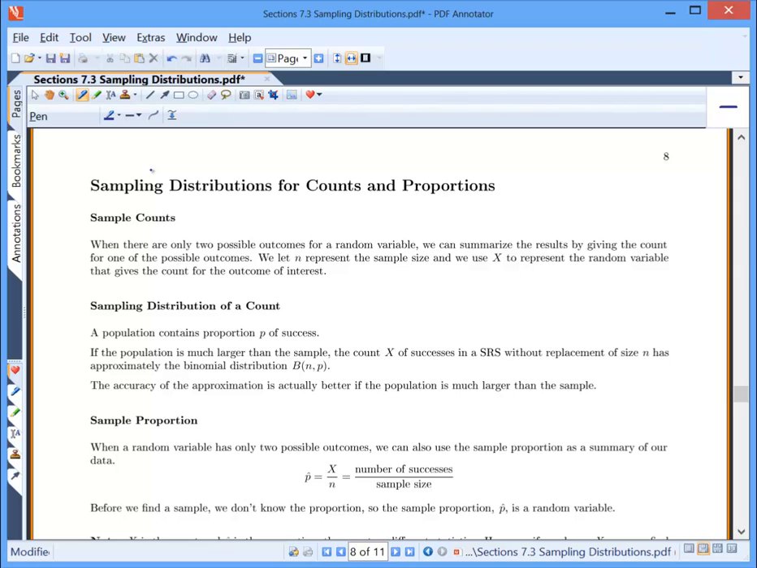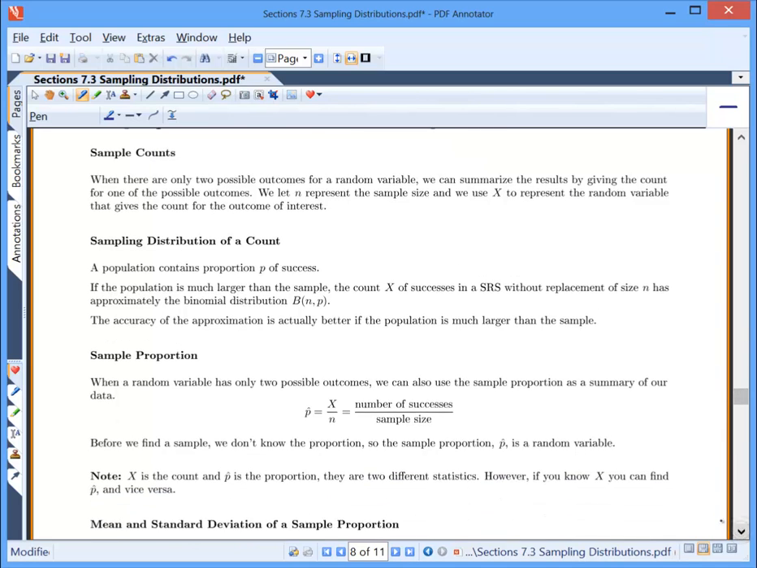So for sample counts, when we only have 2 possible observations or outcomes for a random variable, we summarize our results by giving the count for one of your possible outcomes. So like counting how many people say yes to if they prefer brand A of toothpaste, something like that. So n is our sample size, and x represents the random variable that gives our count for our outcome of interest.